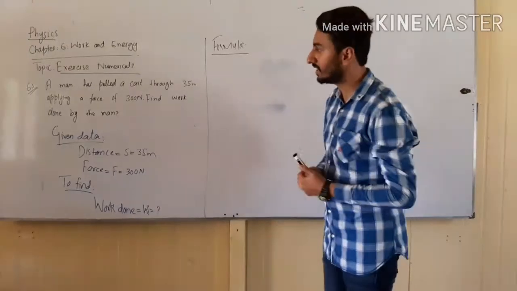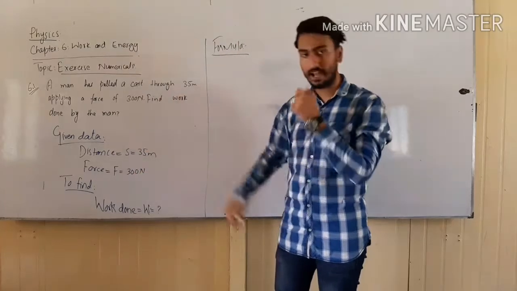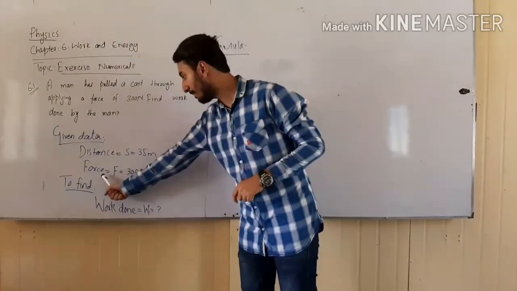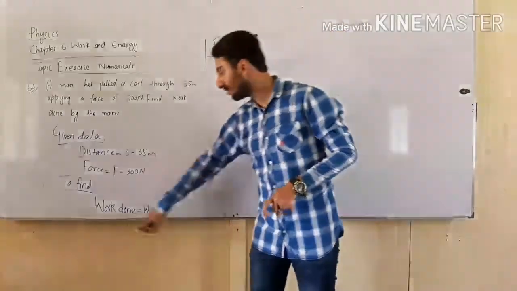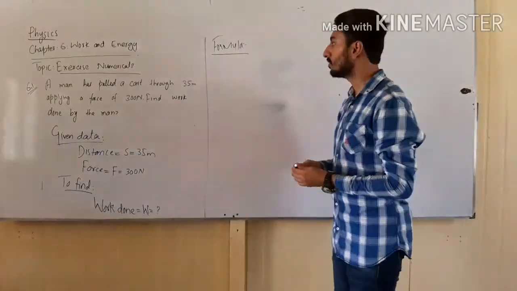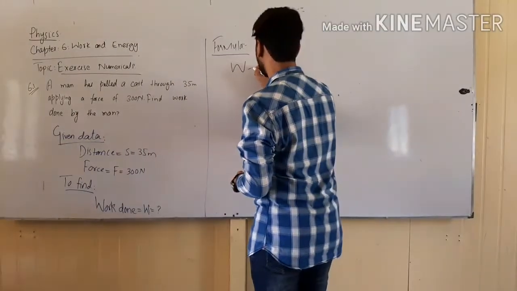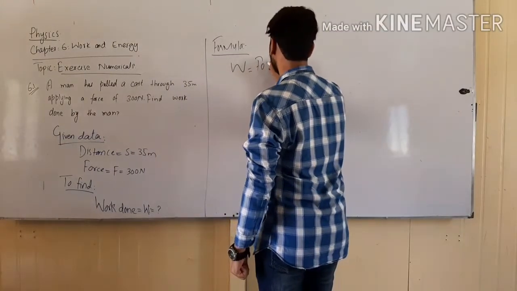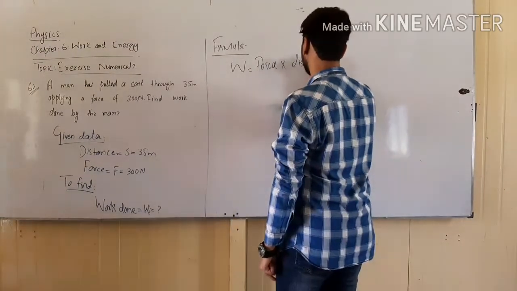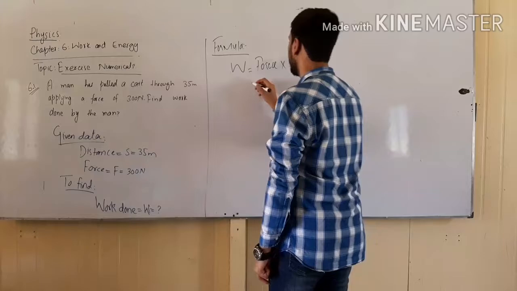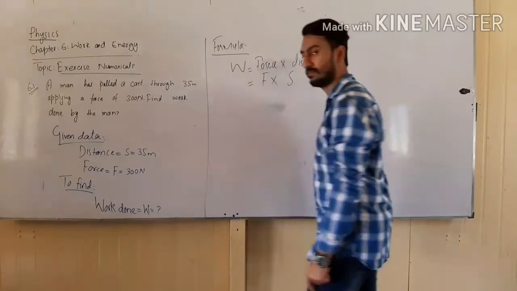So in this numerical, we have a given data as distance is equal to 35 meter, force applied is equal to 300 Newton. What we have to find? We have to find work done. So students, we know that work done W is equal to force into distance, which mathematically can be written as F into S.